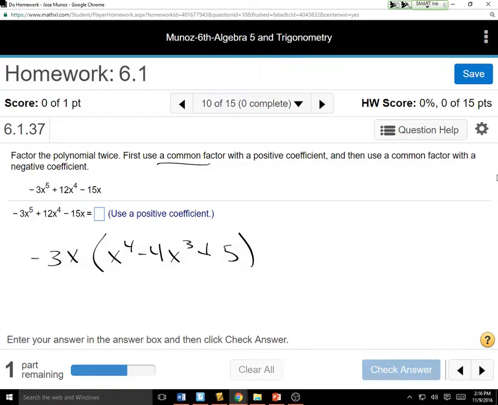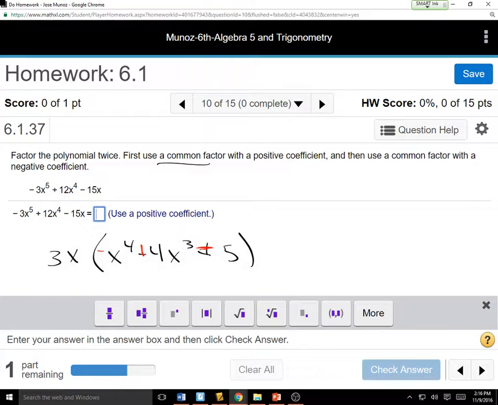And then it says, with a positive coefficient. Okay, so they didn't want me to factor out the negative. And then use the common factor with a negative coefficient. So the first time, they want it with a positive coefficient. So let me get rid of this negative. That's going to change us to negative, positive, negative. So let's do that real quick.